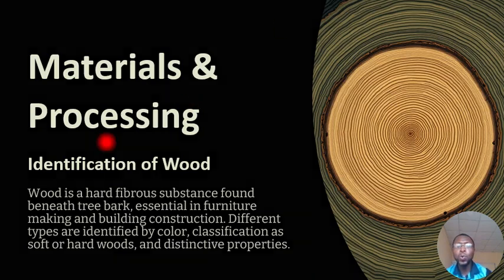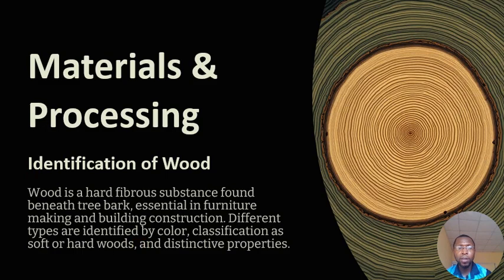You see, wood is a hard, fibrous substance found beneath tree bark. They are essential in furniture making and building construction. We have different types of wood based on their color and texture, whether they are soft or hard, and also their properties. So we shall be considering these types of wood, their properties and their usage.